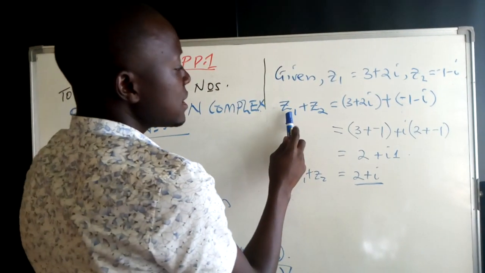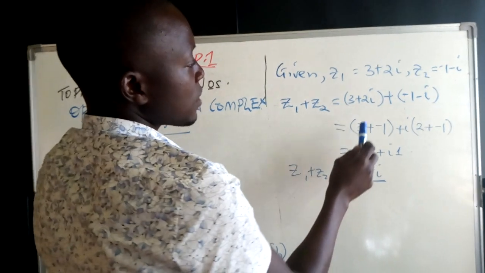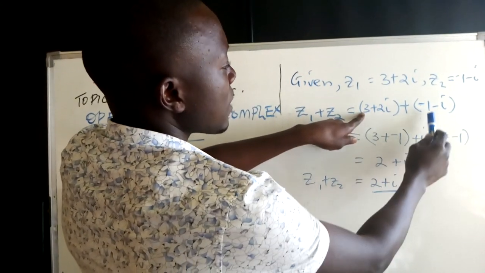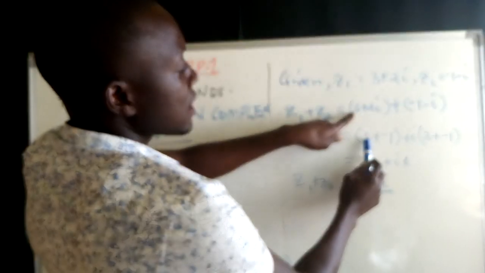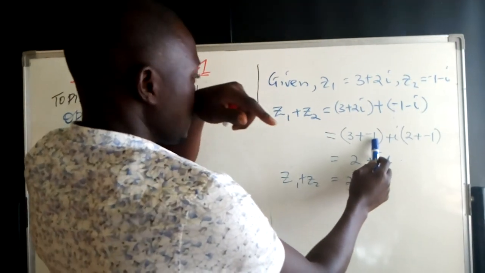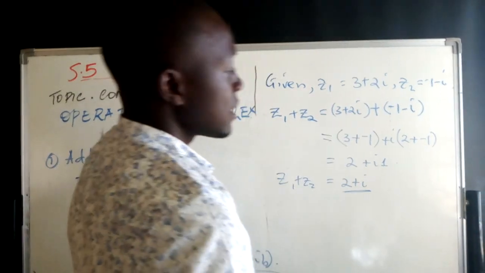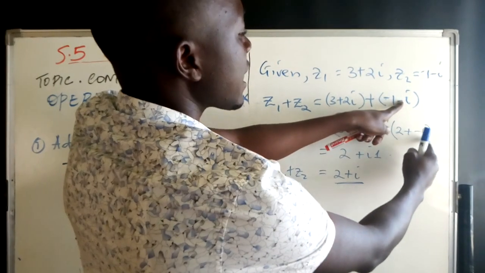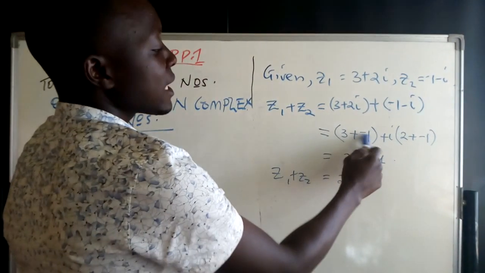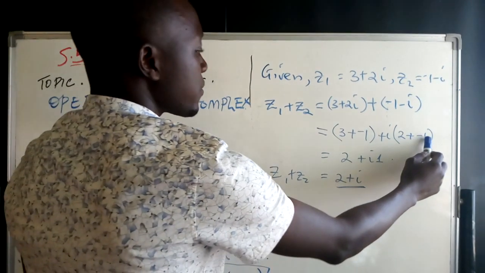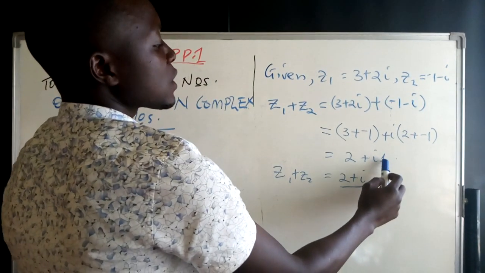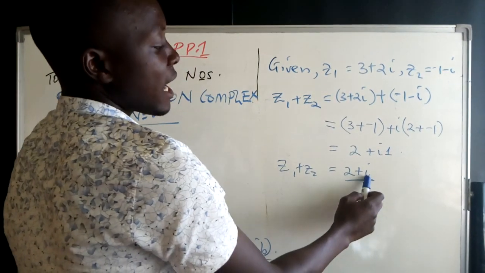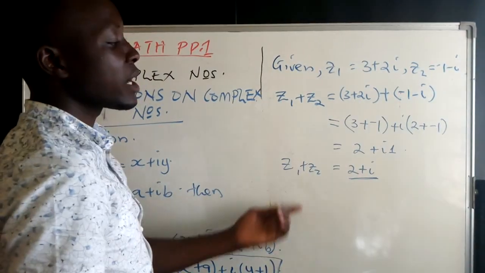So if we are to add z1 plus z2, we look at the real part of the first complex number and the real part of the second one, that is 3 plus negative 1, then plus i times the imaginary part here, 2, plus the imaginary part here, negative 1. If you simplify the first part, it gives us 2. Simplifying the other part gives us 1, together with the i, so we have i times 1, which is i. So 2 plus i becomes the sum.